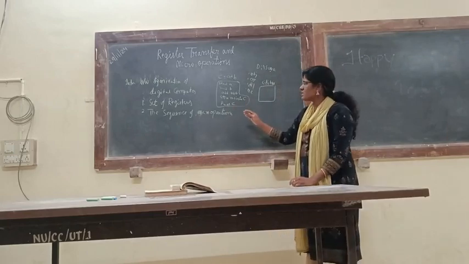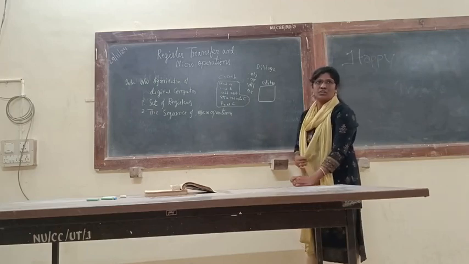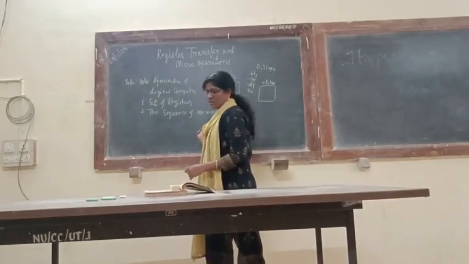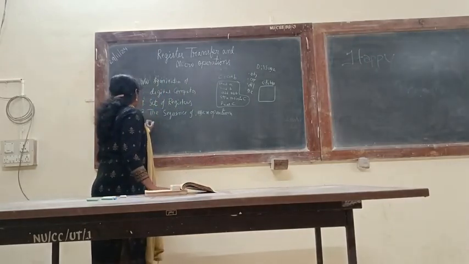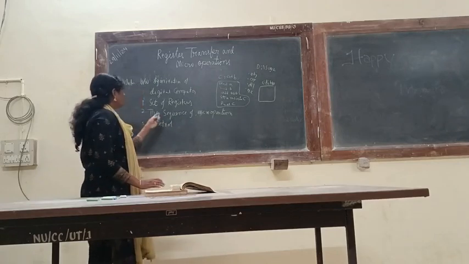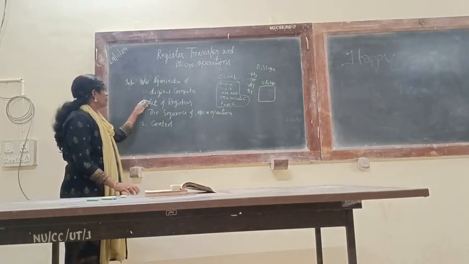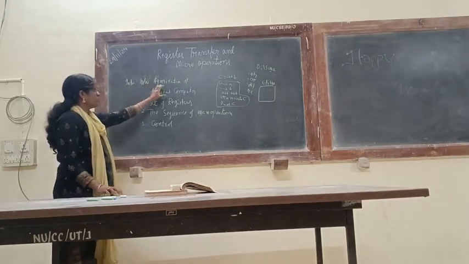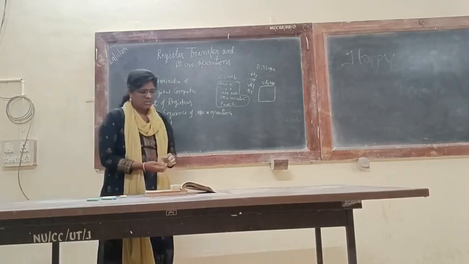Here, sequence means that they are executed one by one, without any interruption. And lastly, we require some control to control the flow of the instructions. So we require these three for the digital computers.